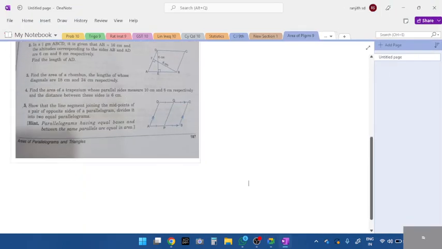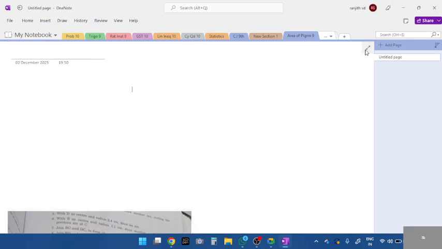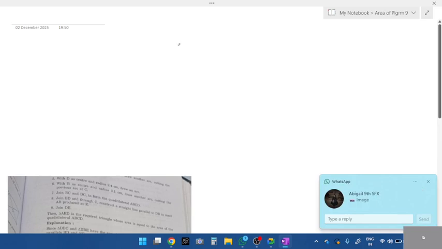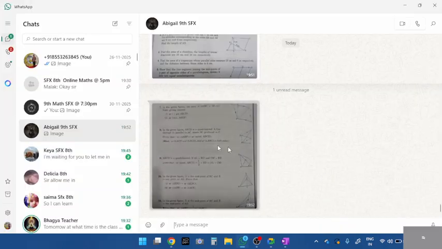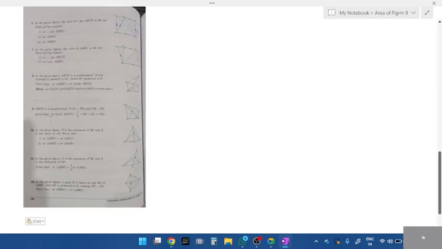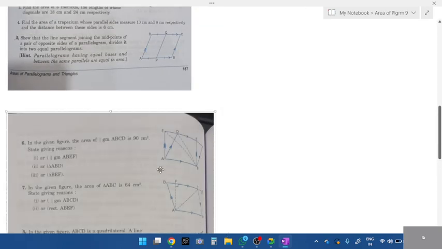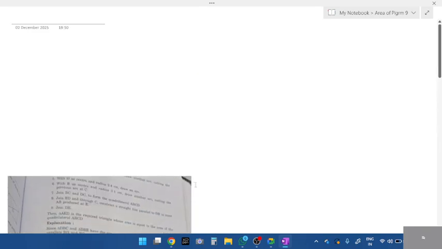Shall we start? A last concept, area of parallelogram. Okay, got it, Abigail. Look at the screen. See, concentrate. This is going to be a bit tough. Only a few questions, but it's going to be a bit tough, students. If you don't concentrate, it would be very tough to solve.